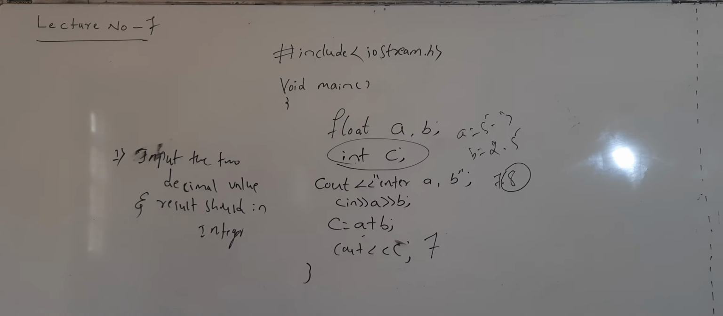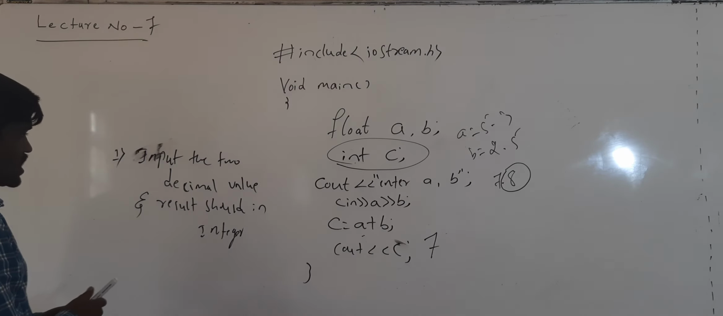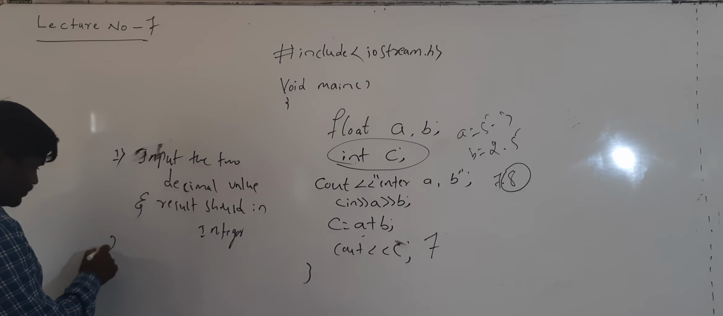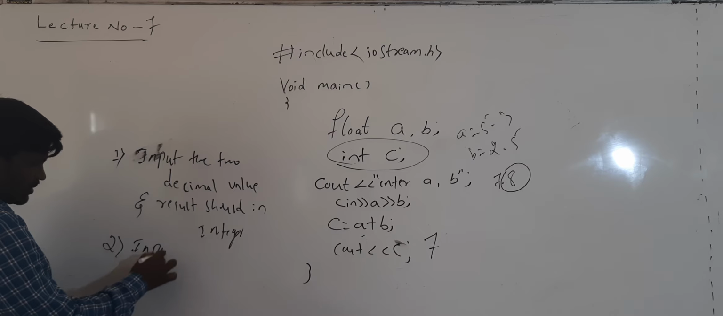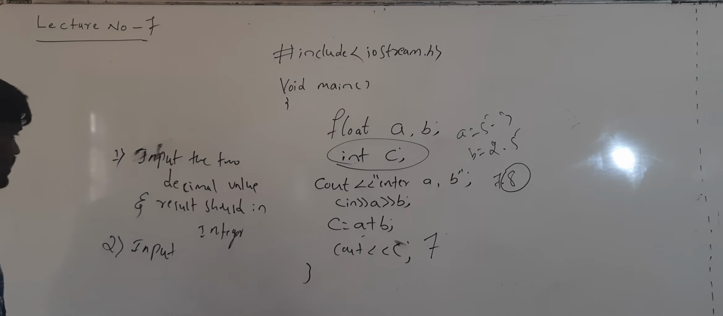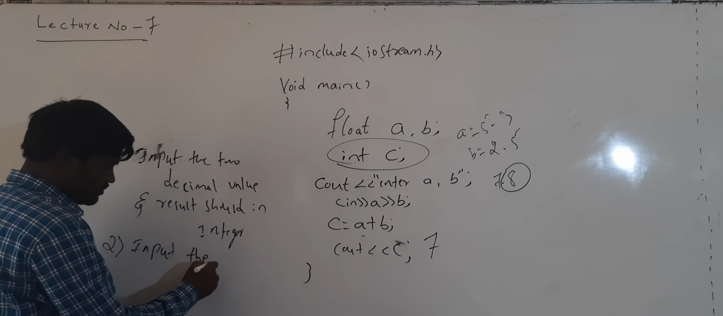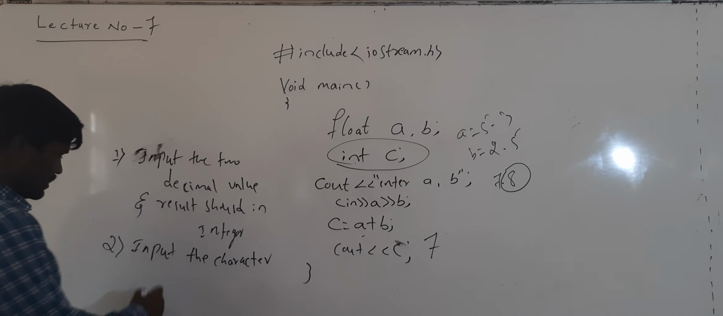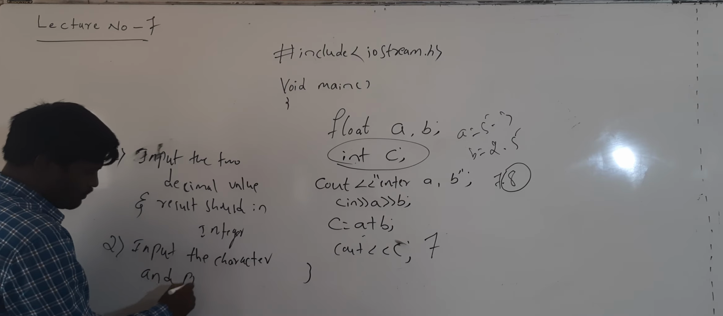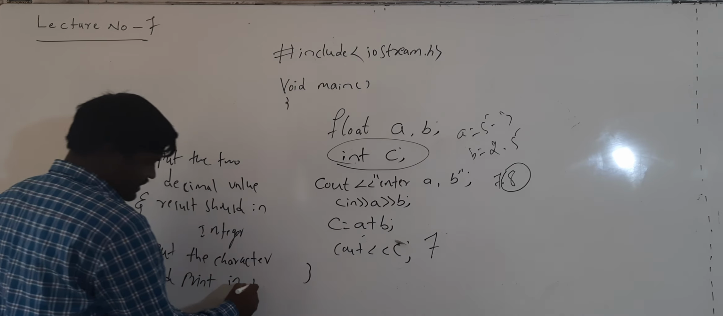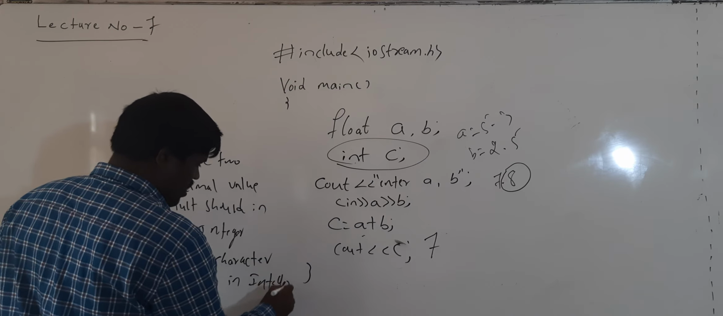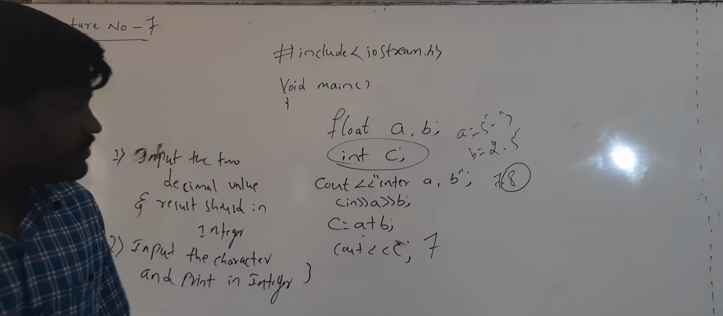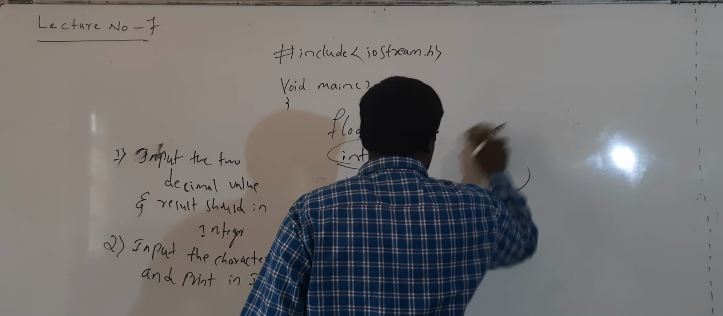Next is: input the character and print in integer. Print in terms of integer. Again, this is also a different example.